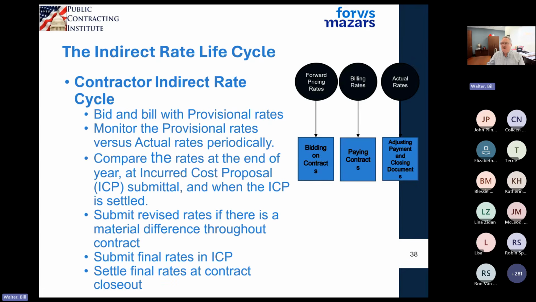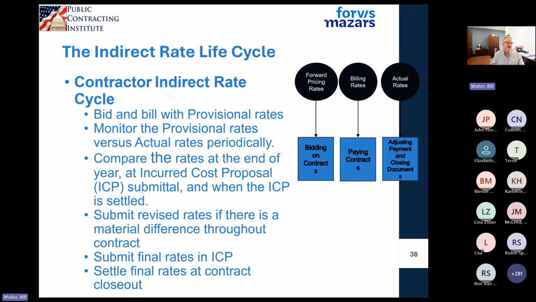So we have a contract life cycle. We hear these things about rates all the time. I have forward pricing rates, I have billing rates, I have actual rates. Well, my forward pricing rates are how I set my overheads and my G&As and calculate them for purposes of preparing a bid, hence forward pricing. What do I think it's going to be in the future?